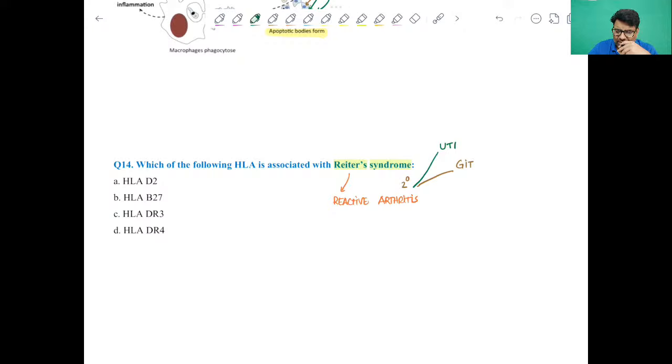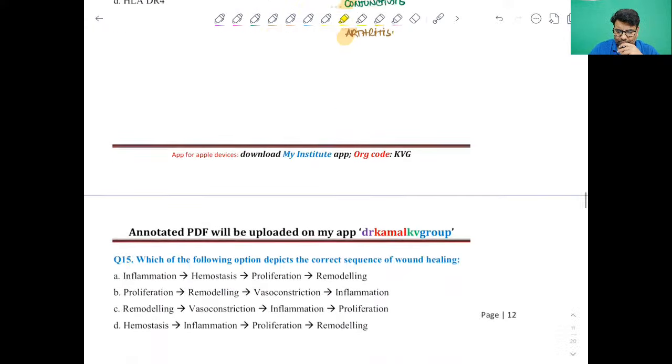And here the classical presentation is, you can say, conjunctivitis, then obviously there is urethritis, and third there is arthritis. So these are the three important features: conjunctivitis, urethritis, arthritis. And yes, anyone, what can be the HLA for Reiter syndrome? This is HLA B27, same as that of ankylosing spondylitis, right? So this is Reiter syndrome, which is also known as reactive arthritis.